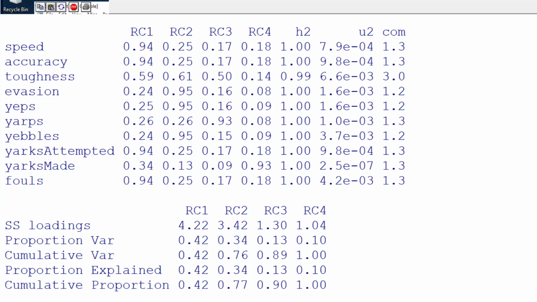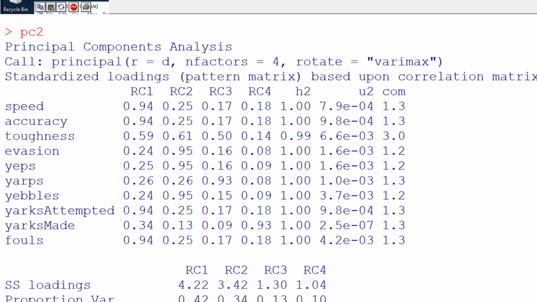So PC2. Alright, so we have a 0.42, a 0.34, a 0.13, and a 0.1. Okay, I feel alright about that. So looking up here, all I'm going to do is identify what the big numbers are in each setting. So 94, 94, 94, 94. My first component seems to have something to do with speed, accuracy, attempts, and fouls. Then we would have to bring some human knowledge to that and try to understand why that would or wouldn't make sense. But those are the really strong ones in that first component.